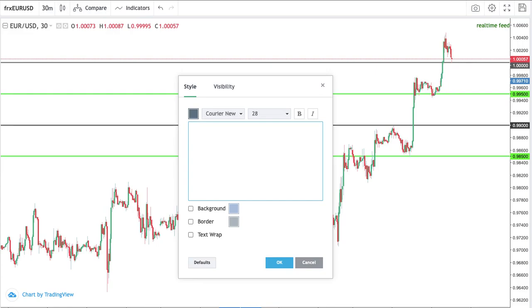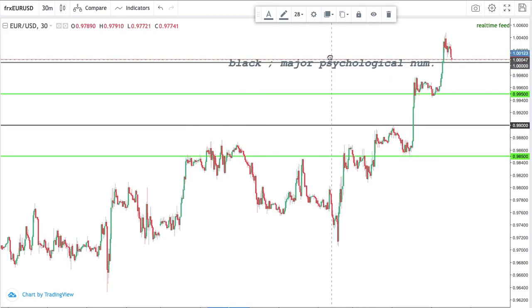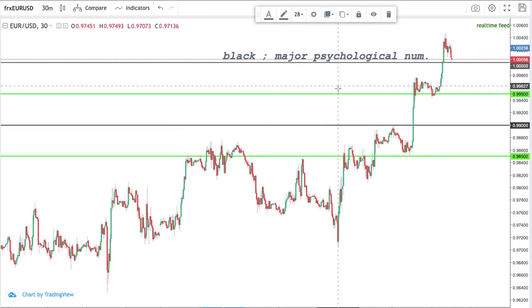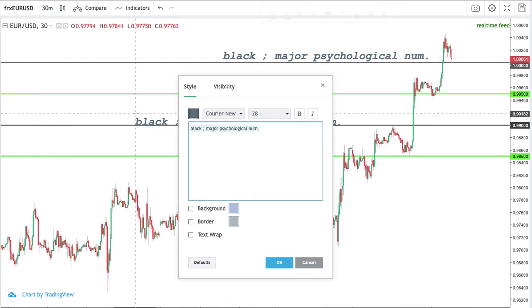Let's say the black horizontal line, let's call them the major psychological numbers. Just follow me closely. See the black line, let's represent them as the major psychological numbers. While here coming down to the green line, let's call the green line the minor psychological numbers.